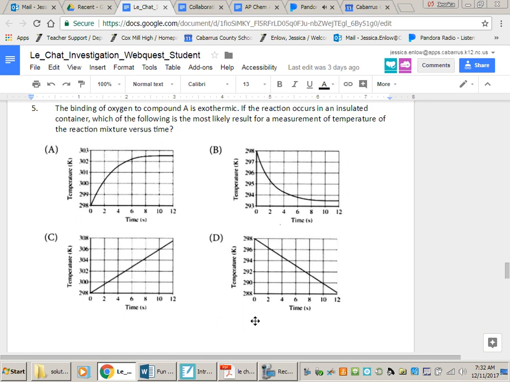Why does it level out? Let me back up. This is an exothermic reaction, so what's happening as the reaction occurs? Energy is being released, which should increase the temperature of the system. And because it's an insulated container, it's all consolidated together. So the temperature is increasing, but why does it level off?